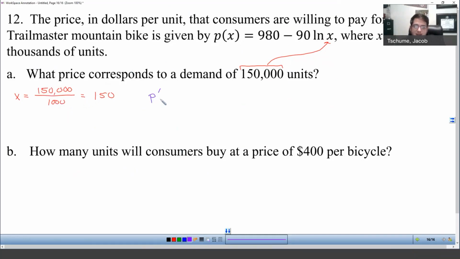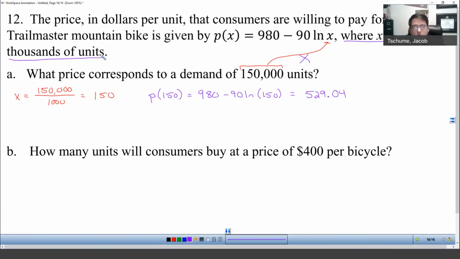So I'm going to find P of 150, which will be 980 minus 90 times the natural log of 150. And this is what you can type into your calculator. And that will give you an answer of 529.04. So that would be the price that you would charge for each mountain bike to get a demand of 150,000. So be careful, don't plug the whole number in. I'll put a big X here in case you look at the video later. You have to divide it by 1,000 because the last sentence says X is in thousands of units.